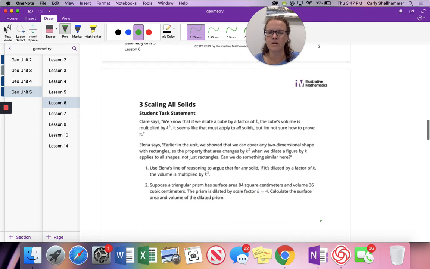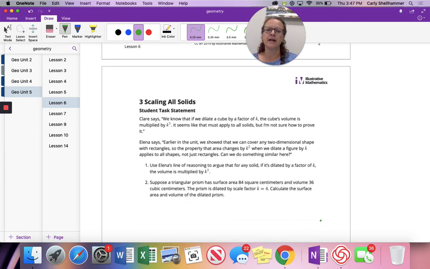Okay? Cool. Scaling all solids. Claire says we know that if we dilate a cube by a factor of K, the cube's volume is multiplied by K cubed. It seems like that must apply to all solids, but I'm not sure how to prove it. Alina says, earlier in the unit we showed how we can cover any 2-dimensional shape with rectangles. Do you remember the blob? So the property that area changes by K squared when we dilate a figure by K applies to all shapes, not just rectangles. Can we do something similar here? Use Alina's line of reasoning to argue that for any solid, if it's dilated by a factor of K, the volume is multiplied by K cubed.